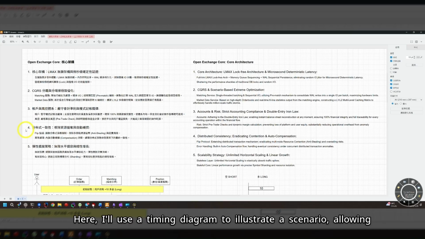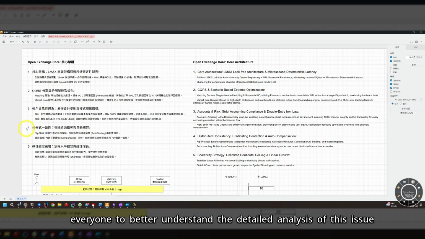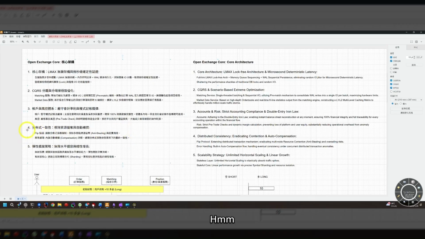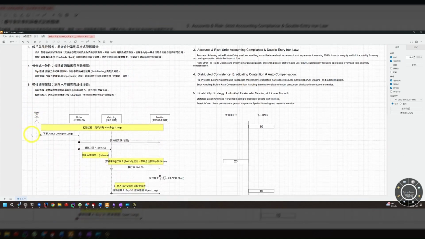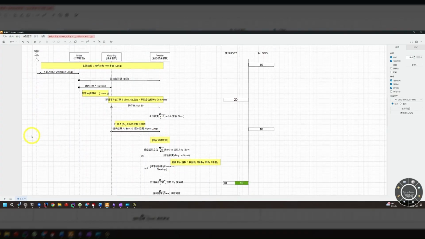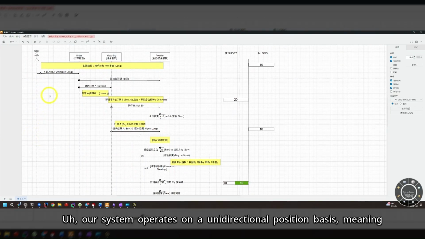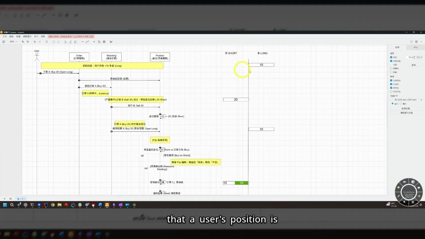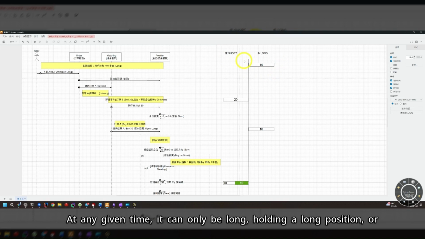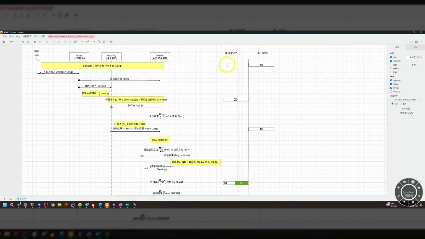Here, I'll use a timing diagram to illustrate a scenario, allowing everyone to better understand the detailed analysis of this issue. Our system operates on a unidirectional position basis, meaning that at any given time, a user's position can only be long, holding a long position, or short.